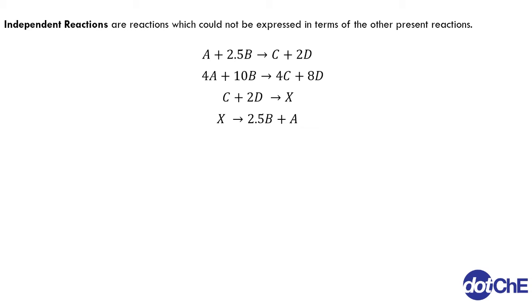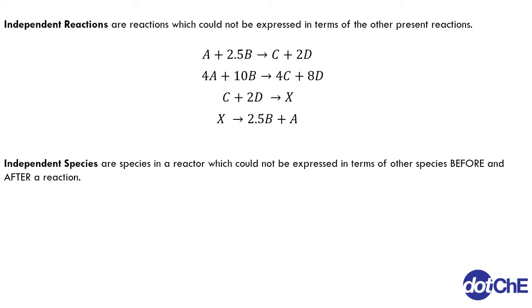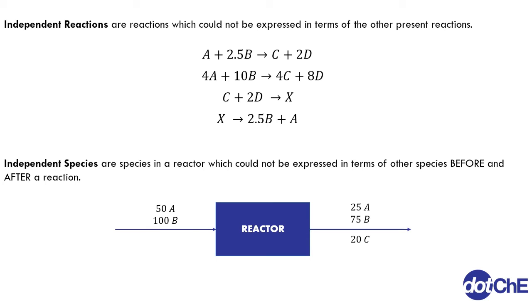Now let's move to the concept of independent species. Independent species are species in a reactor which cannot be expressed in terms of other species before and after a reaction. So let's illustrate this with an example. 50 moles of A and 100 moles of B react to form 25 moles of A and 75 moles of B and 20 moles of C. Now, in the first stream, the ratio of the two substances is 1/2, unlike in the second stream, which has the ratio of 1/3. Thus, we could say that both A and B are independent of each other.